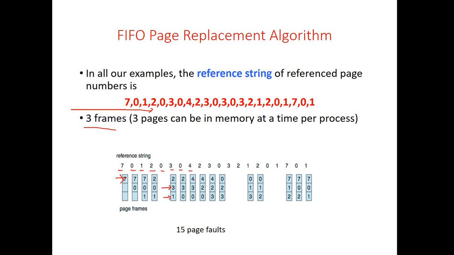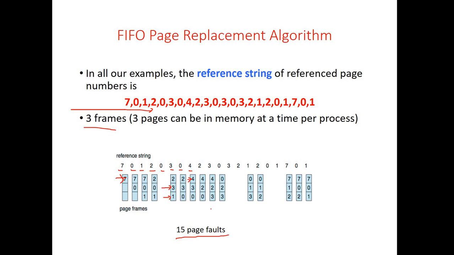The next reference page is 4. 4 is not available in the physical memory. Page fault occurs. According to the FIFO concept, the target frame is 2. 2 is replaced by 4. So in this way, the pages are replaced according to the FIFO concept, and according to this concept, there are 15 page faults in the FIFO page replacement algorithm.